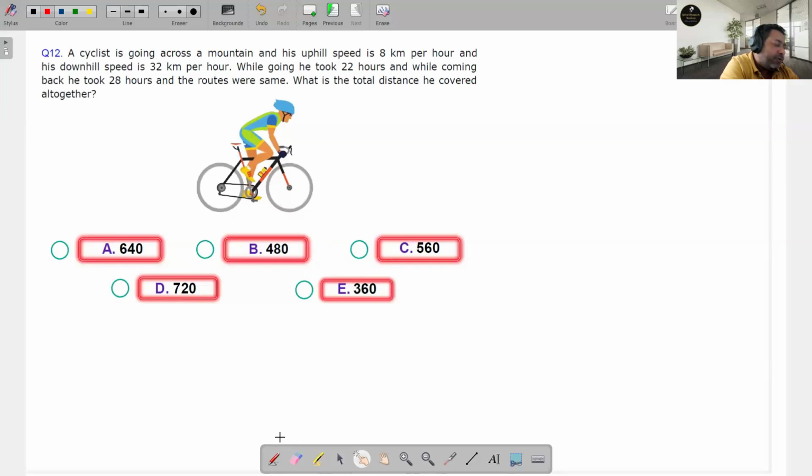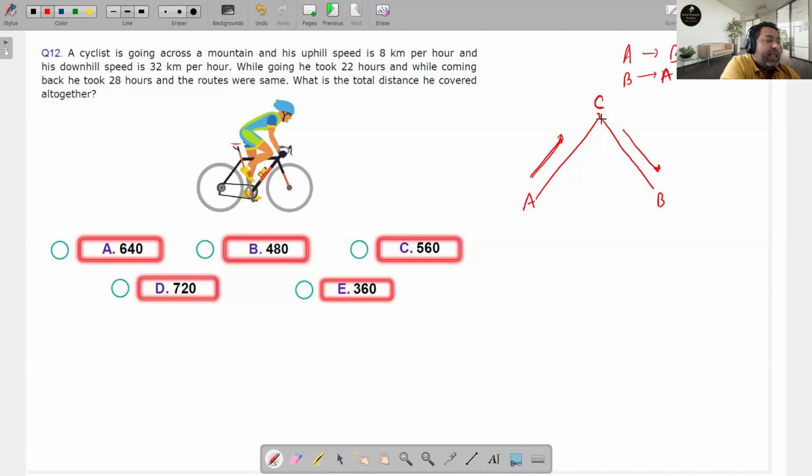So let's first understand a few things here. There is a hill, and the cyclist is going uphill first, then down. Let's say this is point A and he's going to B. First he's going from A to B, and then he's coming back from B to A via C. Let's say C is the top of the mountain.